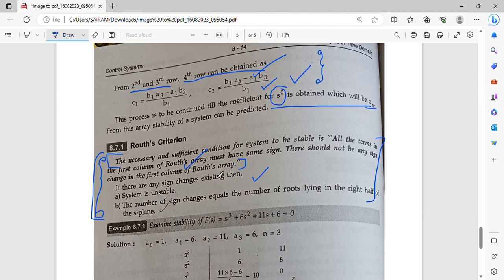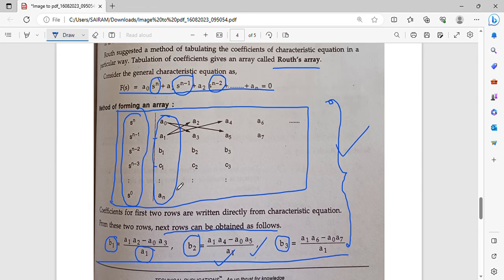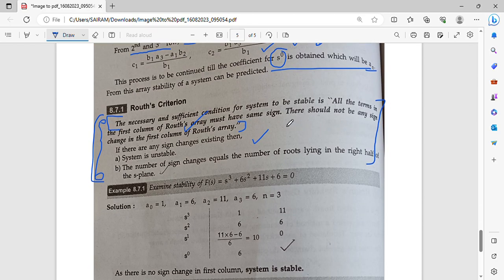Correct? Yeah. So first, all the coefficients in the first column of the Routh array should have the same sign. There should not be any sign change in the first column of the Routh array. This is Routh's stability criterion.